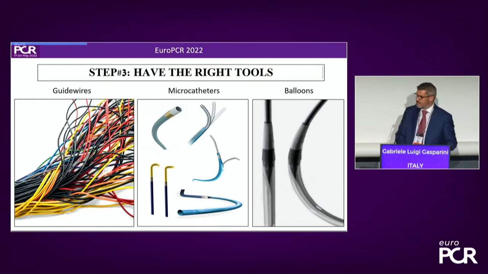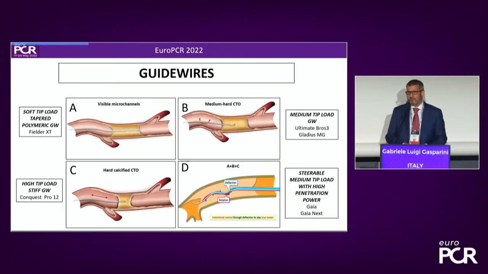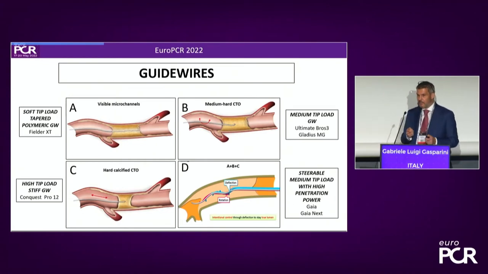Then the third step is to have the right tools. Of course, we need guide wires, but in calcified lesions we need high tip load stiff guide wires, such as Conquest Pro 12, or more steerable ones with high penetration power, such as Gaia Second or Gaia Third.